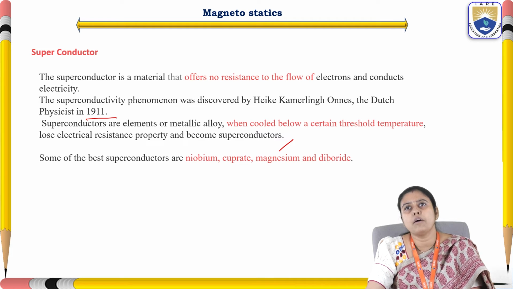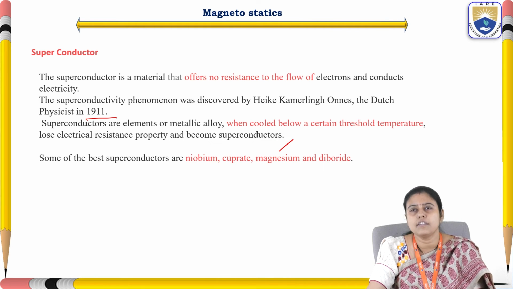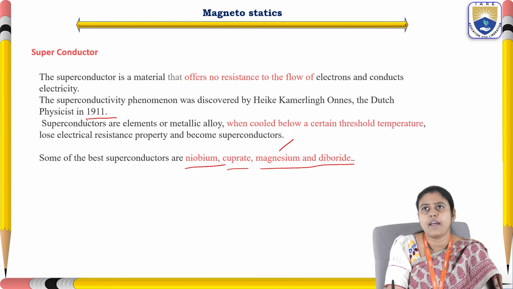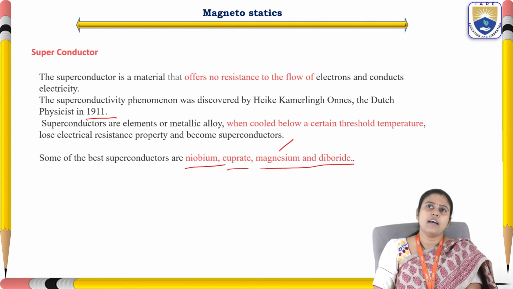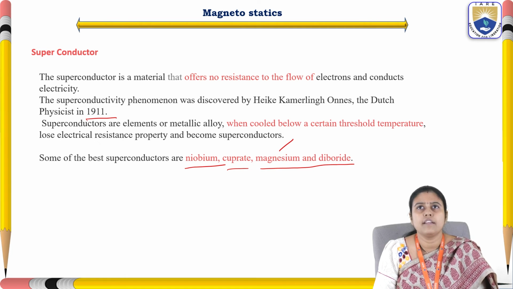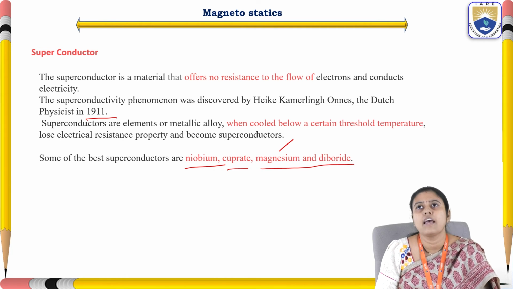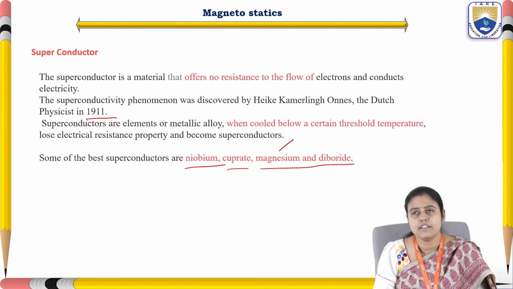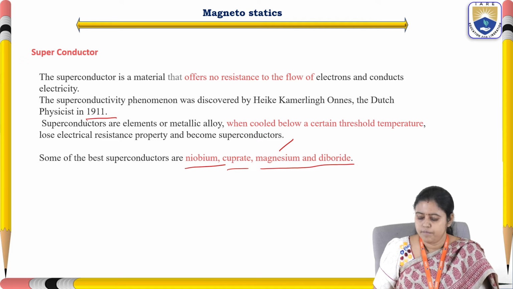What are examples of superconductors? Superconductors are niobium, cuprate, magnesium diboride. So these are the superconductors. Generally, the resistance is very less, and when it is cooled below a certain threshold value, it loses its resistance property totally.